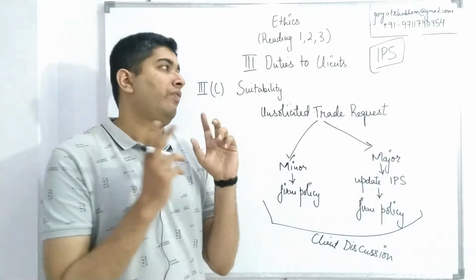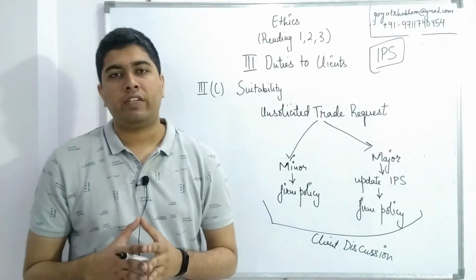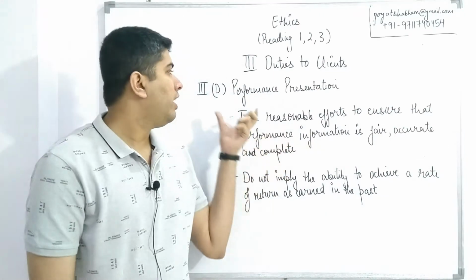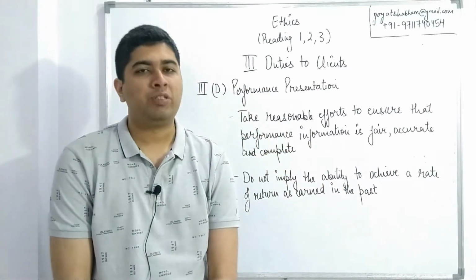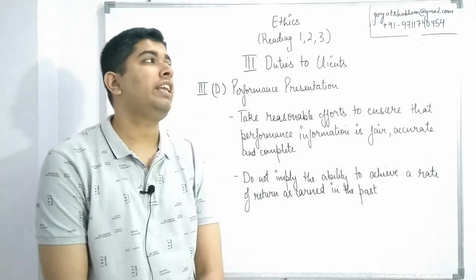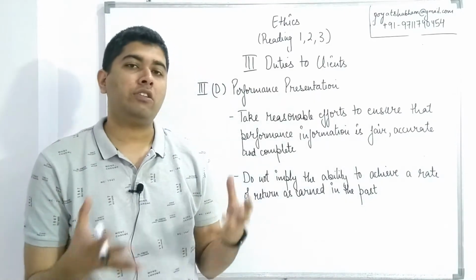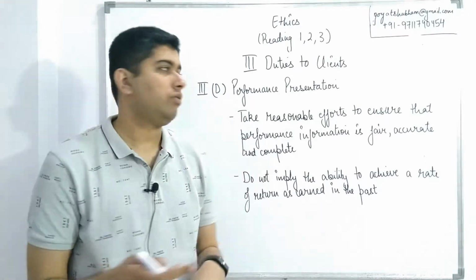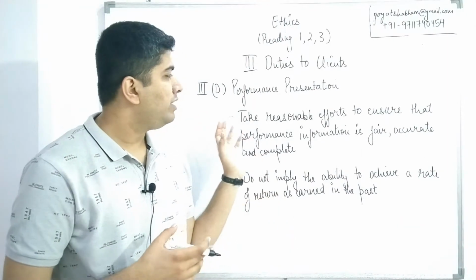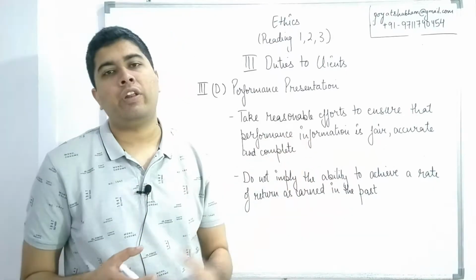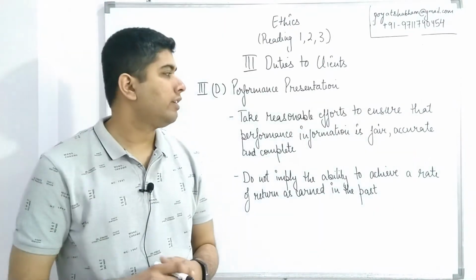So this completes standard 3C, a very big standard. Let's move on to the next one. So the next standard we have is 3D, which is performance presentation. So specifically talking about any sort of information that you give to your client with regards to the performance of the investment account. So the standard is simply saying you are supposed to take reasonable efforts to ensure that performance information is fair, accurate, and complete.